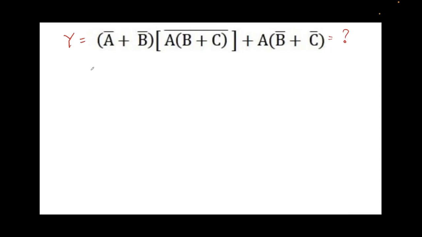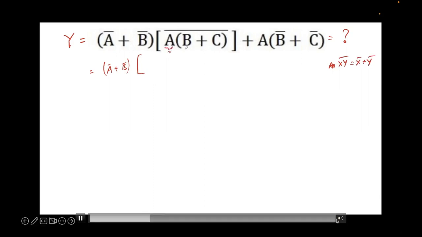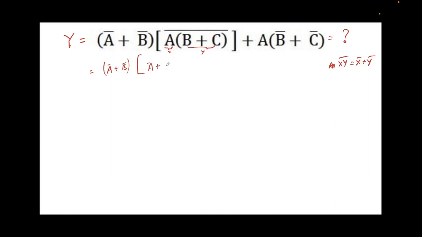Okay, so let me write it as, now what I'll do is take the first term as it is and apply De Morgan's law in the inner bracket. We know that De Morgan's law is, let's say, (XY) whole bar equal to X bar plus Y bar. So let's implement this on this inner square bracket. X is A here, so let's say this is X, and this is Y. So we know (XY) whole bar is X bar plus Y bar, so I'll get (A bar plus (B plus C) whole bar).